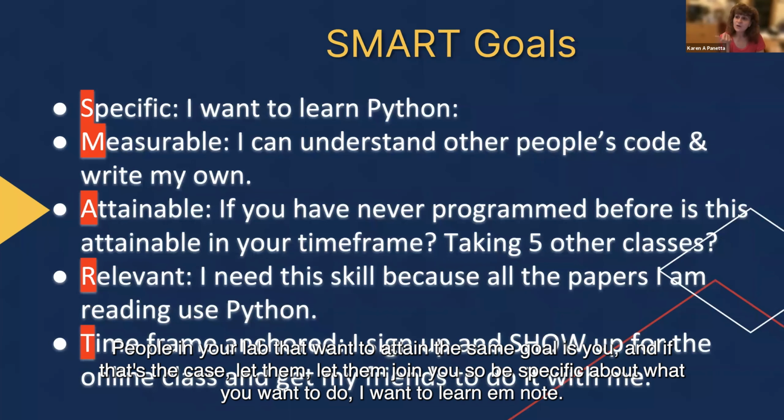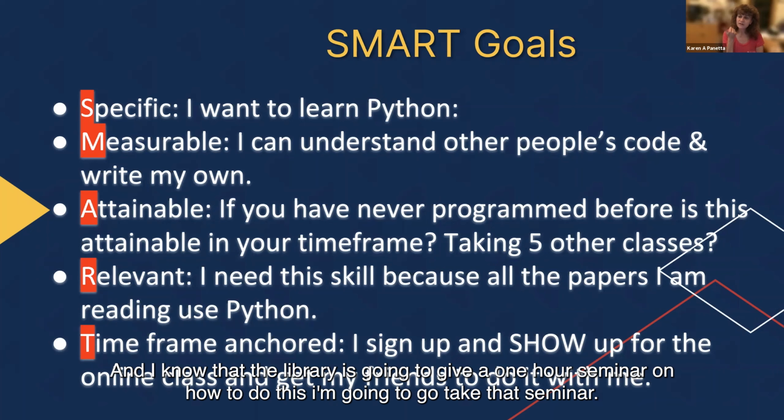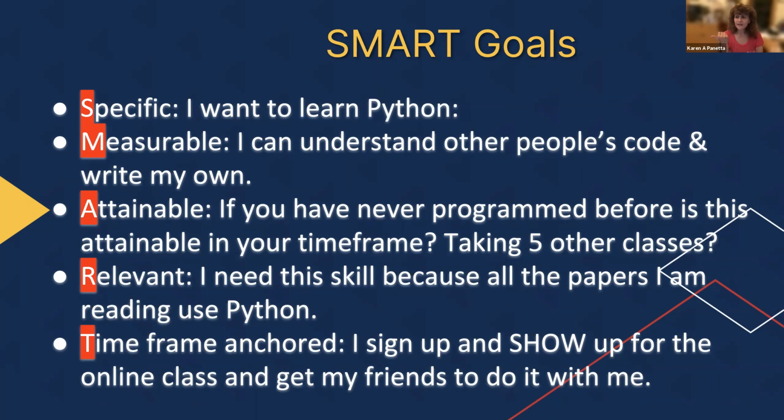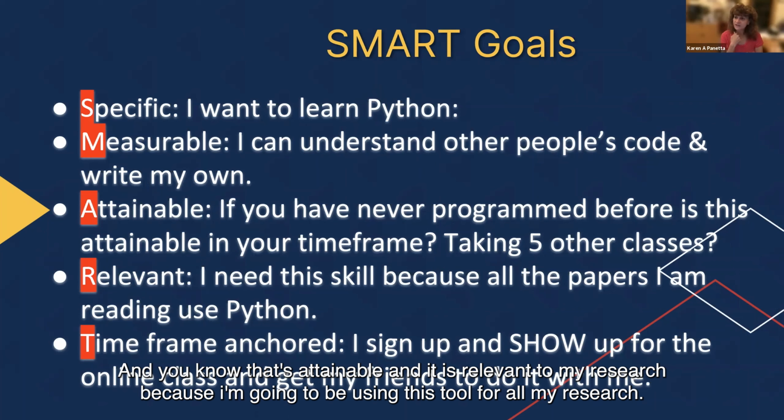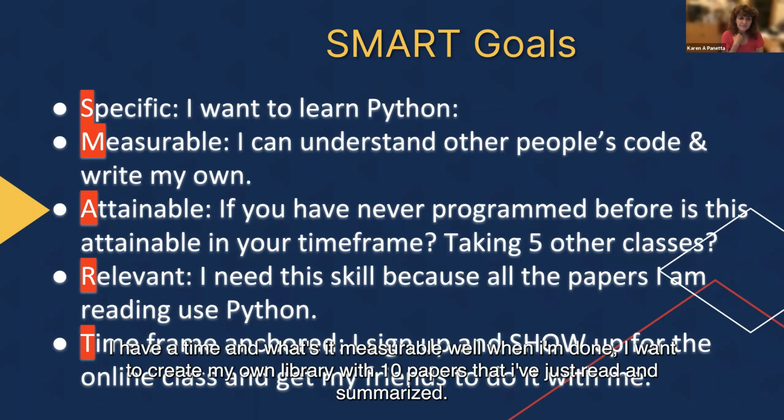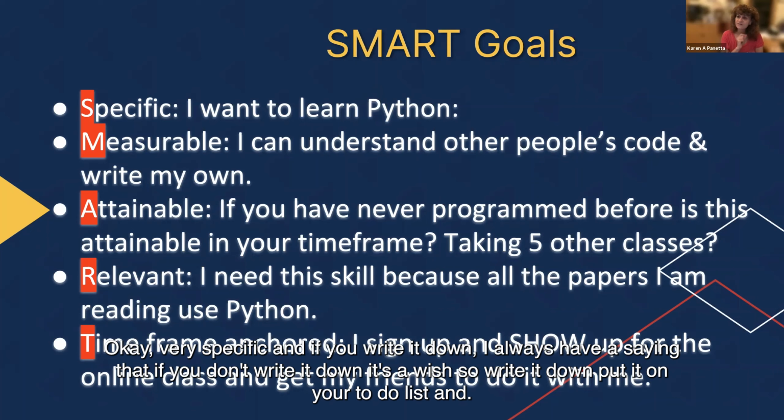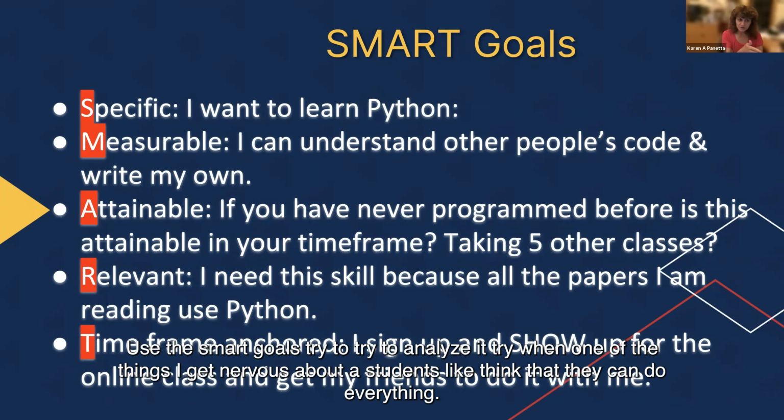I want to learn EndNote, and I know that the library is going to give a 1-hour seminar on how to do this. I'm going to go take that seminar, and that's attainable, and it is relevant to my research because I'm going to be using this tool for all my research. I have a time frame, and what's measurable? Well, when I'm done, I want to create my own library with 10 papers that I've just read and summarized. Okay, very specific. And if you write it down, I always have a saying that if you don't write it down, it's a wish. So write it down, put it on your to-do list, and use the SMART goals.